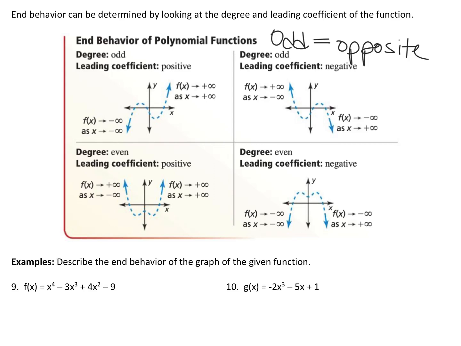So if my degree, or my highest exponent, is odd, it goes opposite directions at the end. If my degree is even, so my highest exponent is even, I don't have a cool way to say this. They go the same direction, right? So they either both go up or they both go down.